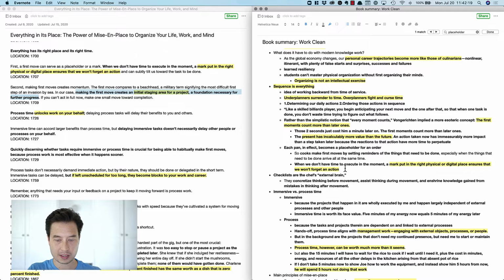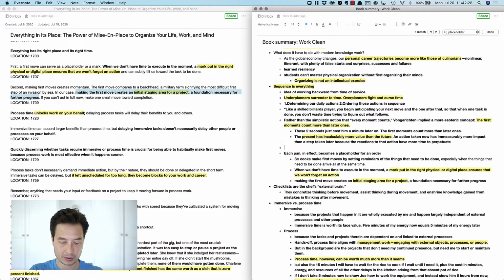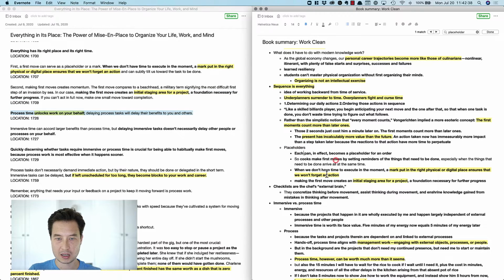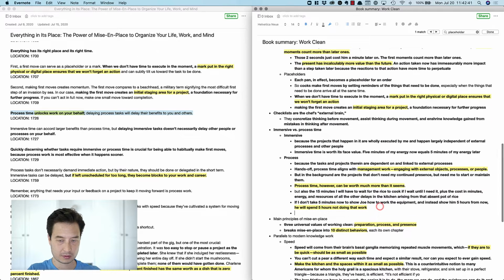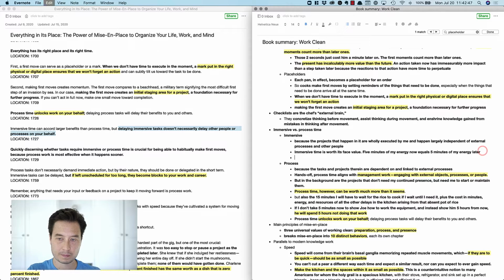This is making me think that placeholders are important to me because I'm saving so many sentences related to it. Let's actually make a new little heading, which is placeholders. I remove the bolding so I know that that's my own heading. Ooh, process time unlocks time on your behalf. Okay, and then here's something about immersive time.